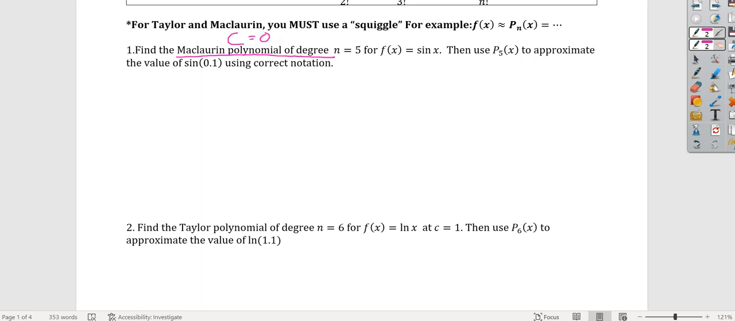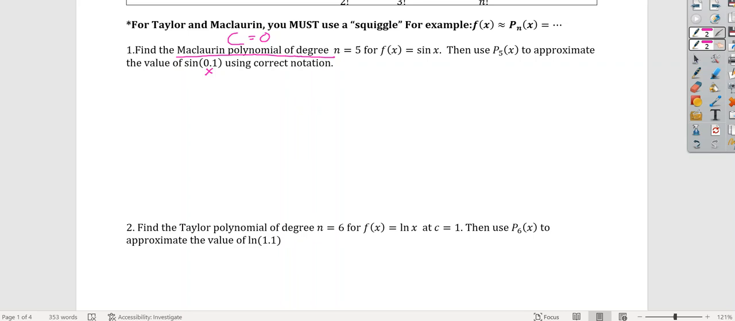For the degree n equals 5, for the function sine x, we are going to use a 5th degree Taylor polynomial to approximate sine of 0.1. That 0.1 is my x value. What we need to do is start taking the derivative of sine. We're going to do a lot of prep work so that setting up the polynomial is easy.